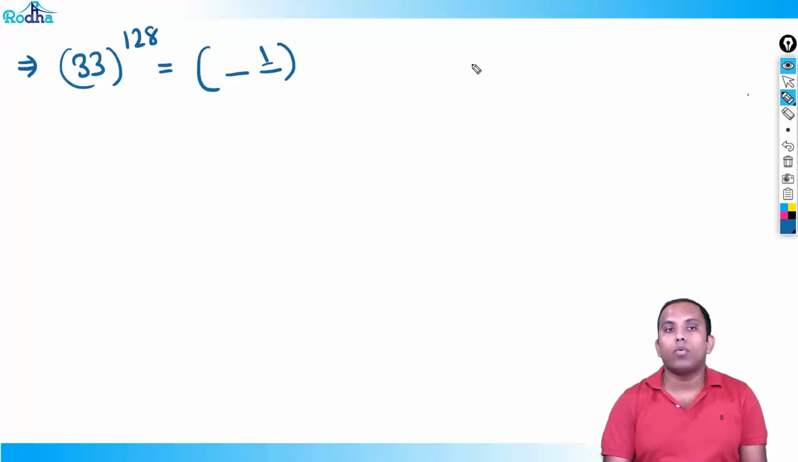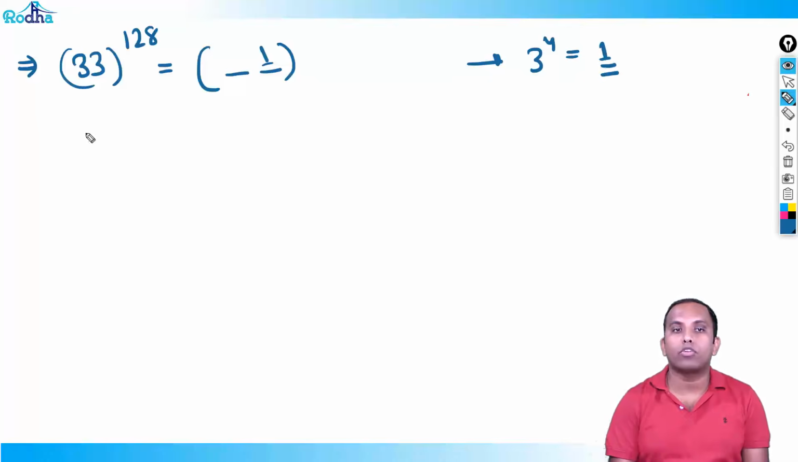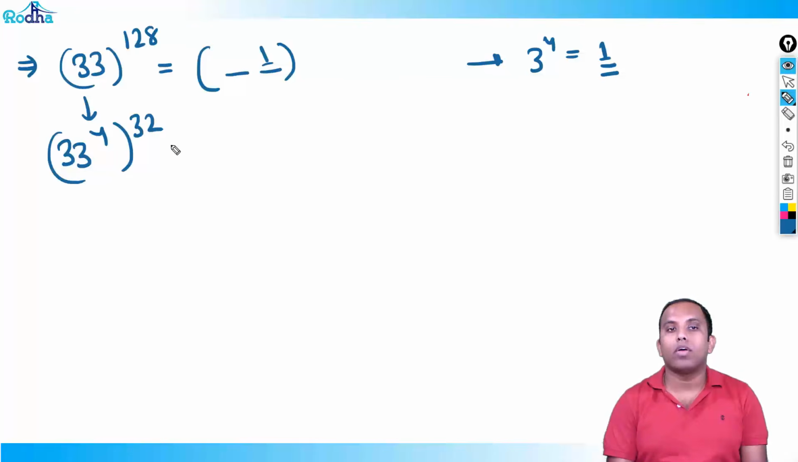For that, I know that 3 raised to 4 always ends in 1. 3 raised to 4 is 81, so it will end in 1, right? So I should write it in terms of power 4. So 33 raised to 4, and 128 by 4 is 32. I should write it like this. Now I know that this is ending in 1, and this is 32. So how to get the last two digits?